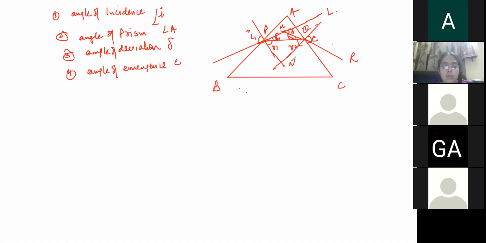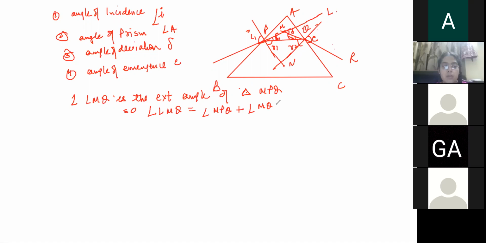Fine. So now the relation. Look children, angle LMQ is the exterior angle of triangle MPQ. So angle LMQ equals angle MPQ plus angle MQP. So delta equals delta 1 plus delta 2.